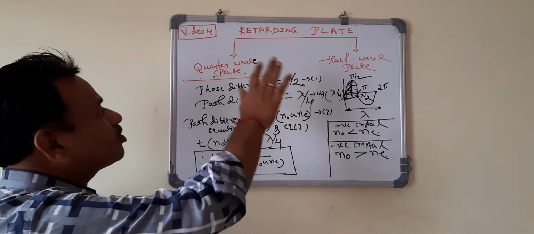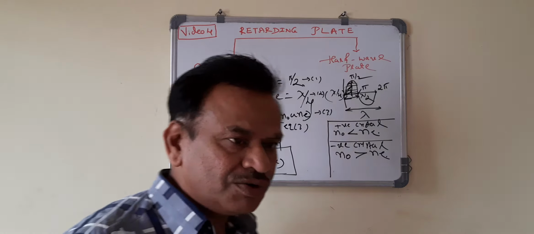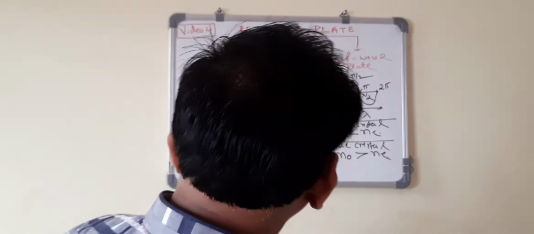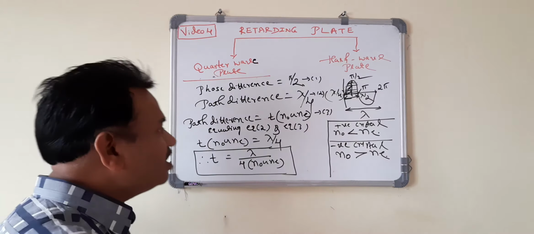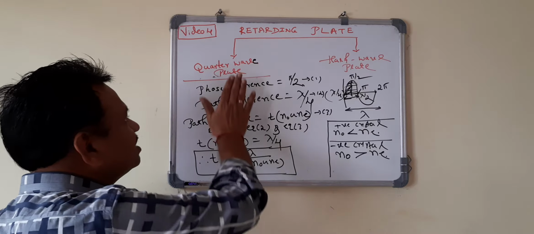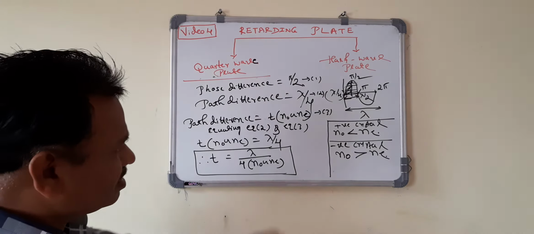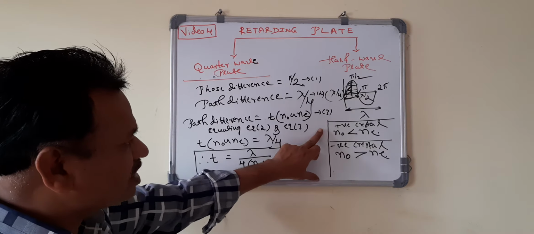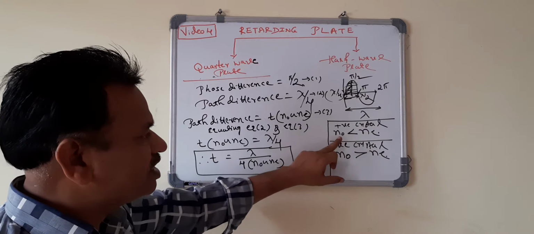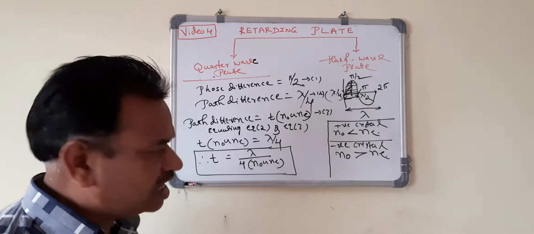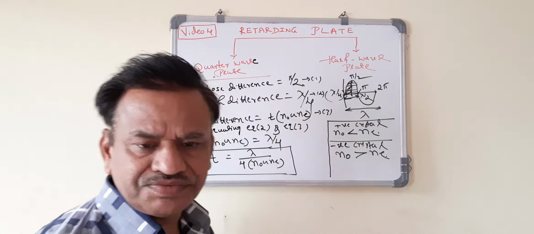This is about the quarter wave plate. What is the use of the quarter wave plate here? In order to produce circularly polarized light and also elliptically polarized light, these quarter wave plates are used here. Remember this. This is very important. Many places I am using. Positive crystal means NO is less than NE. Or negative crystal, NO is greater than NE. Just you have to bite it.